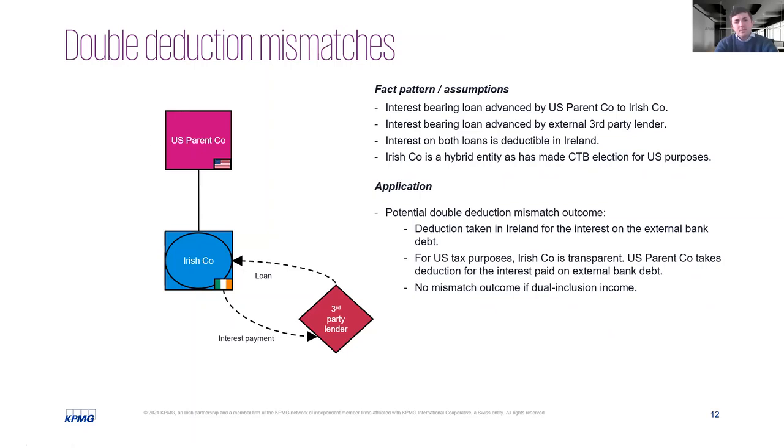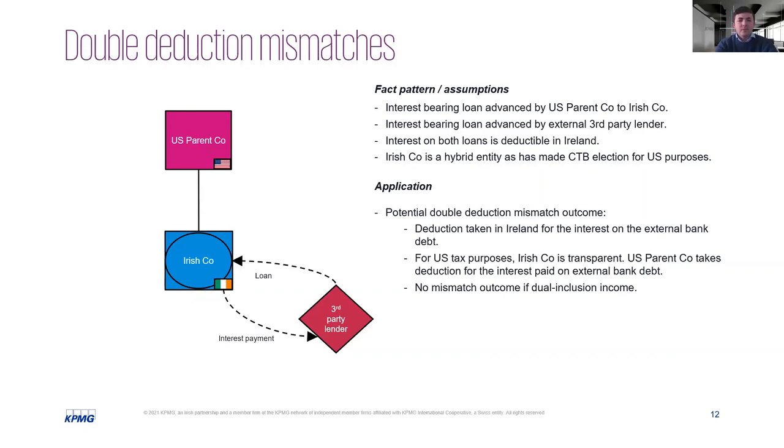So from an Irish perspective, we have a deduction for the interest payment that's been made to the third-party bank. And because the Irish company is effectively treated as being transparent for US purposes, the US company is also considered to have made that interest payment out to the third-party lender. And so we have two deductions for the same interest payment here. So in this case, a mismatch outcome will arise where we have double deduction, but only to the extent that there isn't dual inclusion of the same income.